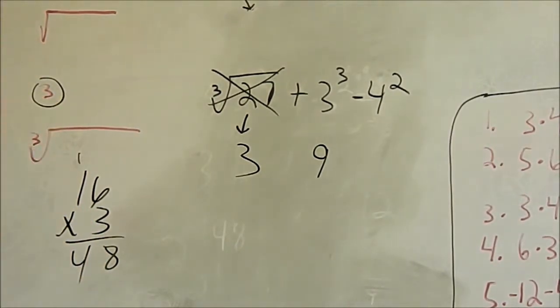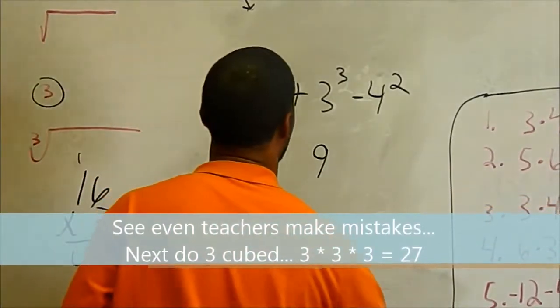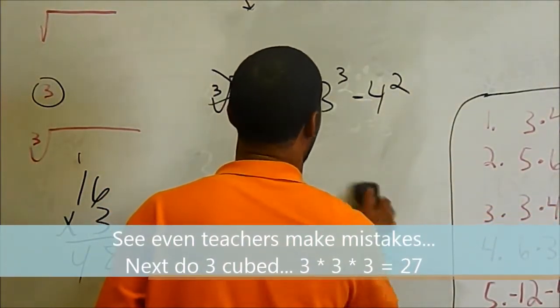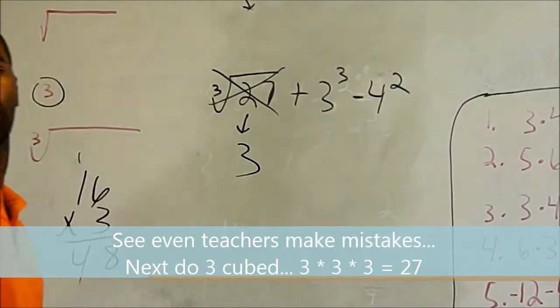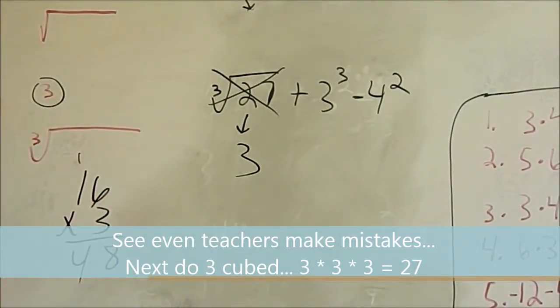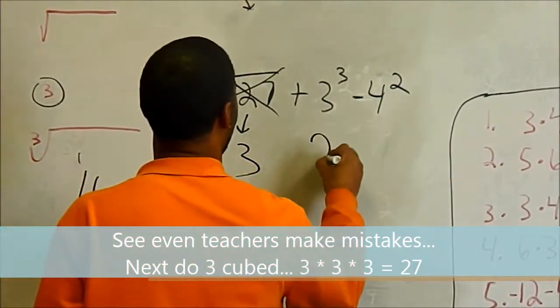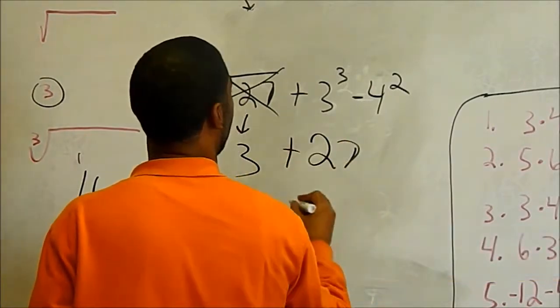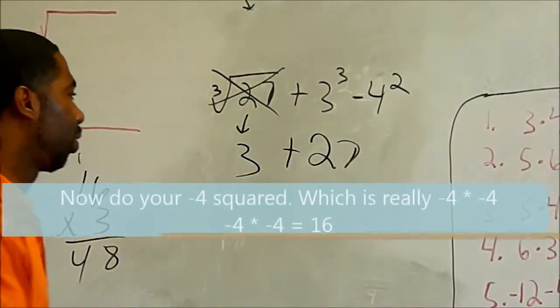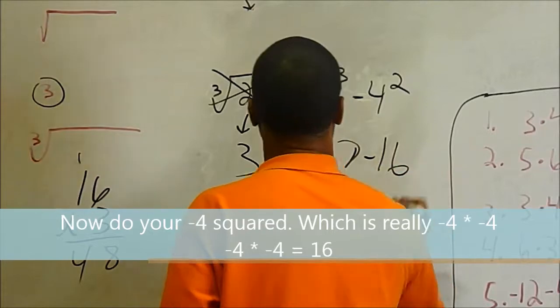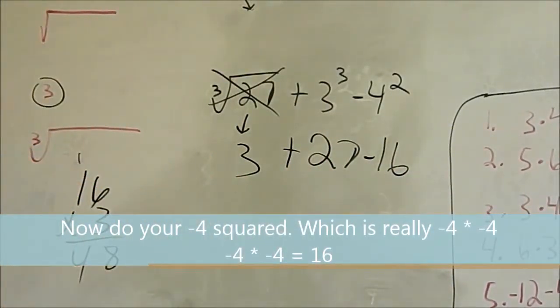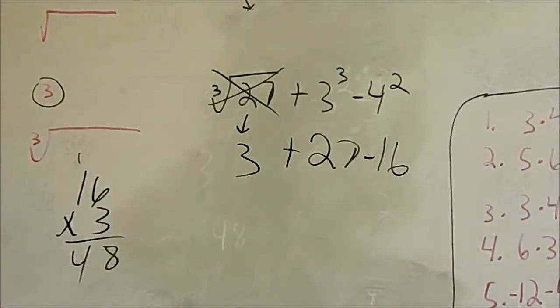Then you go ahead and solve that: 3 cubed, and write it down. 3 and 3. Oh, I'm going so fast. What is 3 cubed? It is 27. So I need to bring down the 27 minus 16. What's my answer? 14.